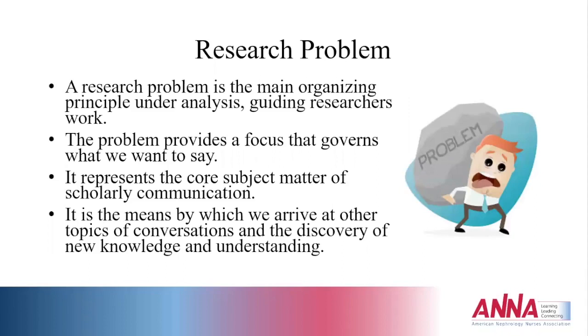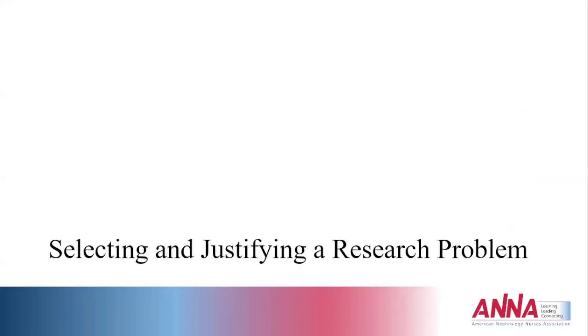So it's meant to represent the core subject matter of scholarly communication, whether it be presentations like this or writing for manuscripts that are going to be published in a journal. It also is a means by which we arrive at other topics of conversations and the discovery of new knowledge and understanding. So when we say that we're developing our research program or trajectory, typically we get there by creating a series of problems that we investigate. So the first section we'll talk about is selecting and justifying a research problem.